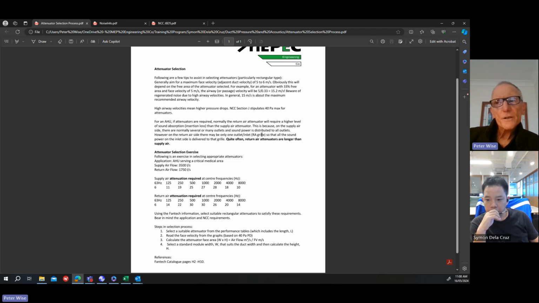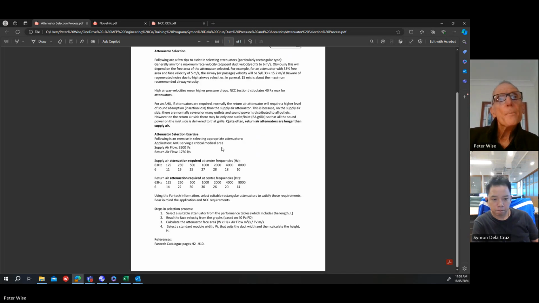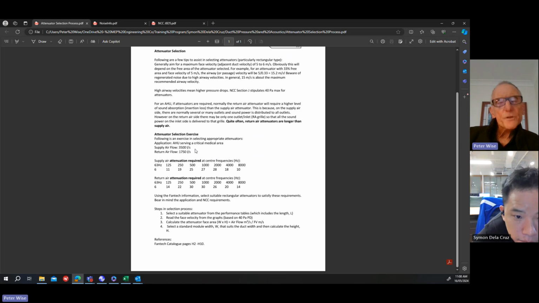So on the inlet side, all of the sound power goes to one grill, or however many return air grills there are. So quite often you need more attenuation on the return air side than on the supply air side. And the return air attenuator is likely to be longer than the supply air. I'm just mentioning all this because this is good information to understand what to expect.